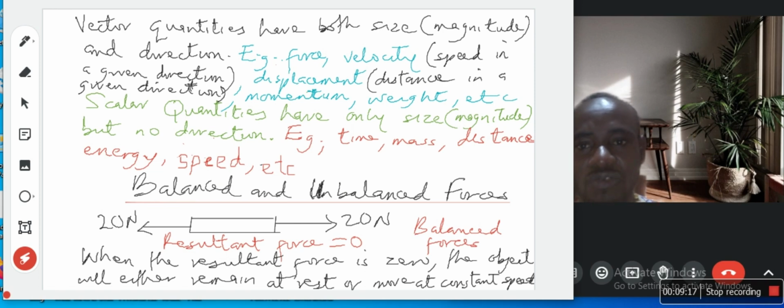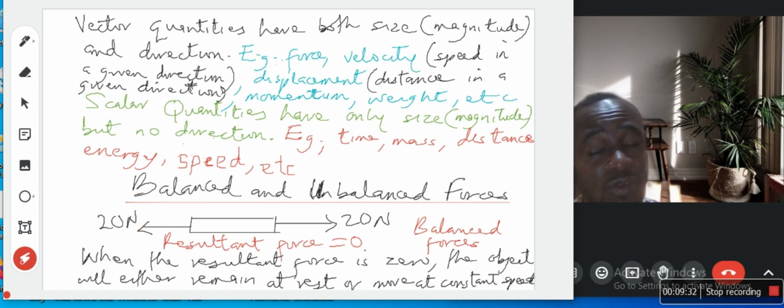Are you on page 2 of 7? Yes, sir. What's the resultant force of this one I'm circling? 0, because you have 20 Newton to the right and 20 Newton to the left. It's because you subtract. So once there is no resultant force, the forces are balanced.